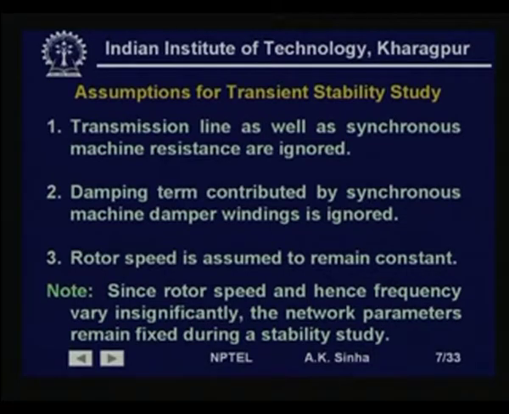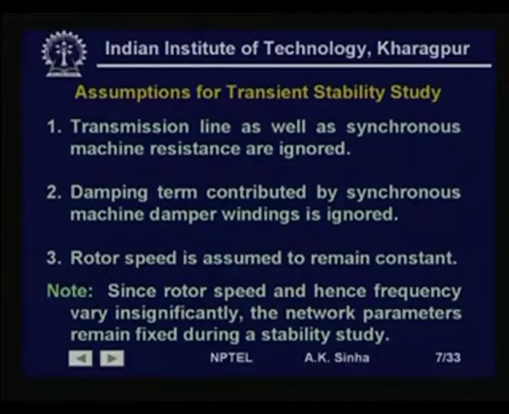But for the time period over which we study the stability of the system for large disturbances, this change in speed is very small and can be ignored. Normally the time period of study for this transient stability study is between 3 to 10 seconds. So, within this period the change is not significant and we ignore this change in speed. So, we say rotor speed is remaining constant. Another advantage of making this assumption is that since the rotor speed remains constant, the frequency is constant, and therefore the network parameters do not change.